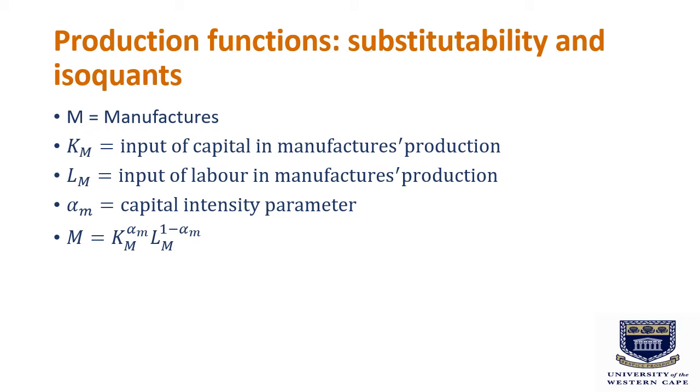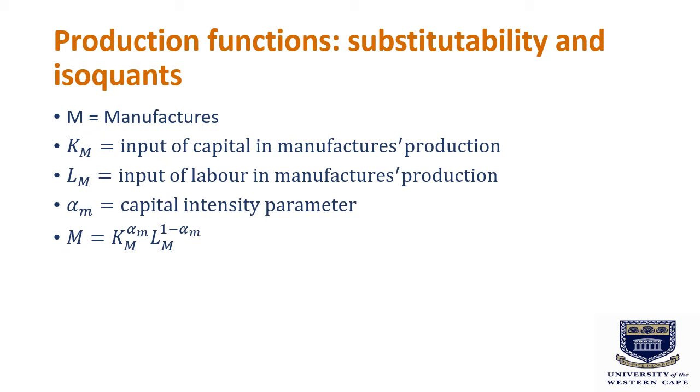The larger that value, the more capital intensive the production is. And then finally, right at the bottom, we have the production function, which is just the manufacturing. The number, or the product of manufacturers, is equal to the product of capital and labor. Remember, capital and labor are both affected by this capital intensity parameter.